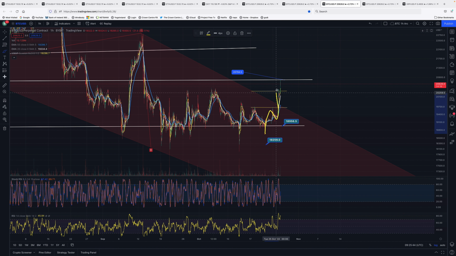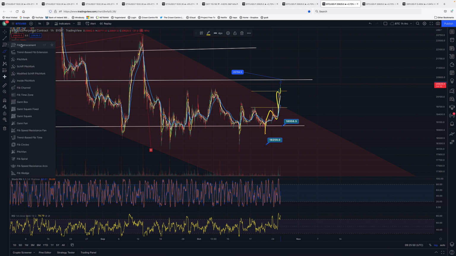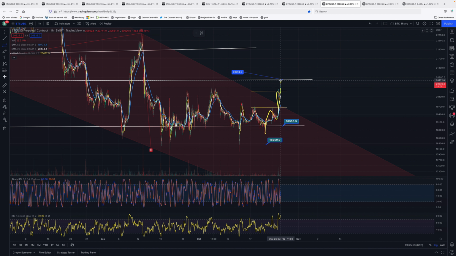1, 2, 3, 4, 5. So this would be the swing up, and if we are to put a fib on it, there we go. 786, 702 would be 19,200. Can it go there? Correct. And move up? Yes, absolutely. The daily movement allows for a 786 correction.